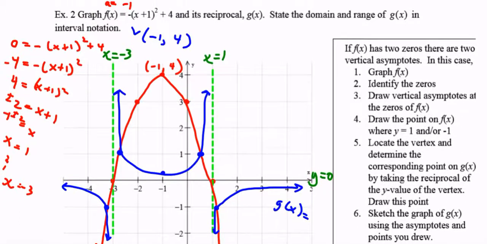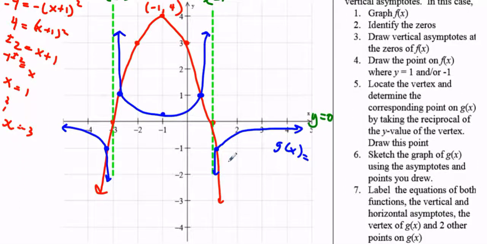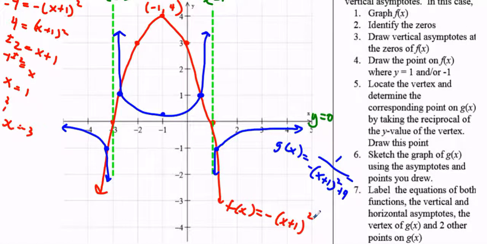Negative x plus 1 squared plus 4. So I'm going to just write it as 1 over negative x plus 1 squared plus 4. And the red one is, of course, f of x equals negative x plus 1 squared plus 4. Okay. Got the equations, and I'm going to label the vertical and horizontal asymptotes, which I have done.